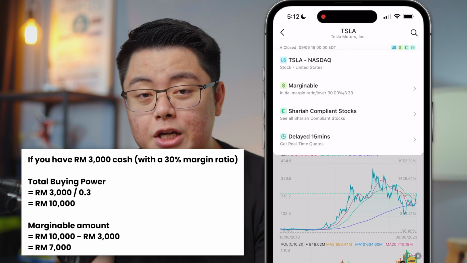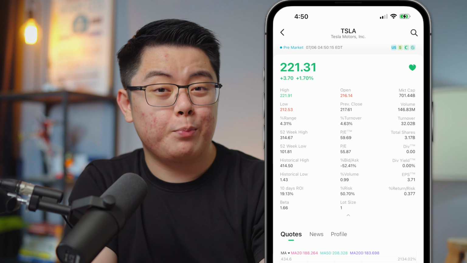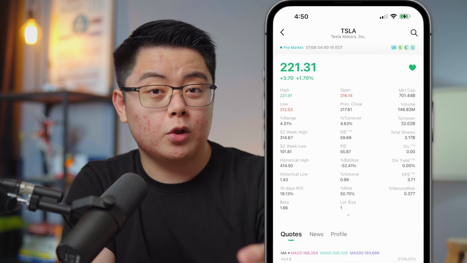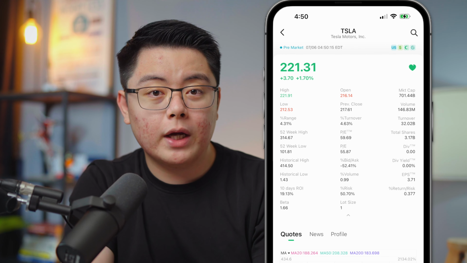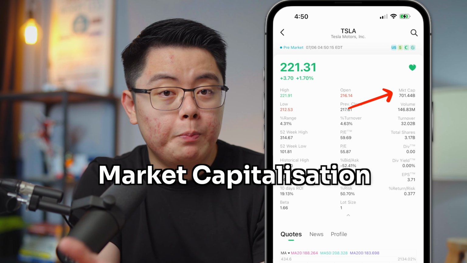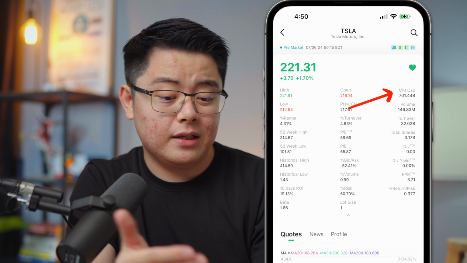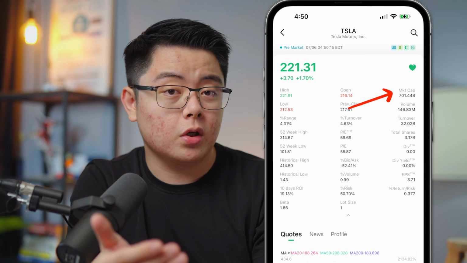Now if you click this arrow button, you can actually expand this list and see a bunch of financial information on this particular stock. I won't go through all of them because they are pretty much self-explanatory if you give them a quick Google search, but the main ones that people usually look at are, one, market cap, which tells you how big or how small a company is. In this case, Tesla is worth more than $700 billion as of the recording of this video.